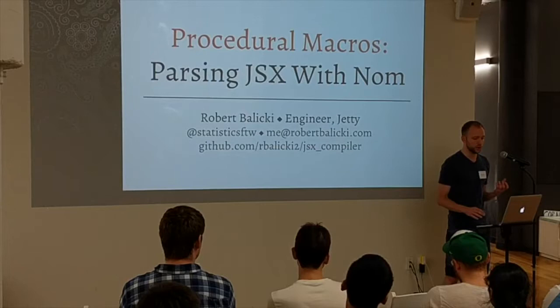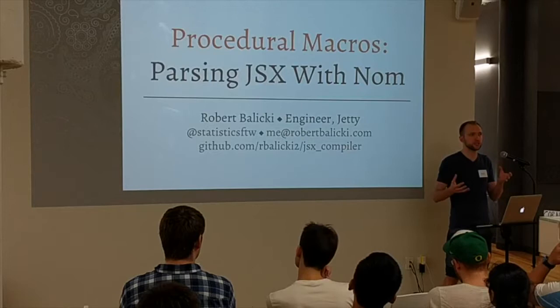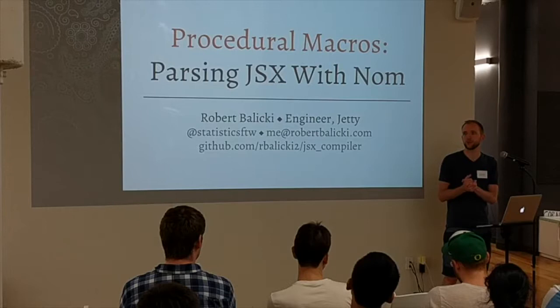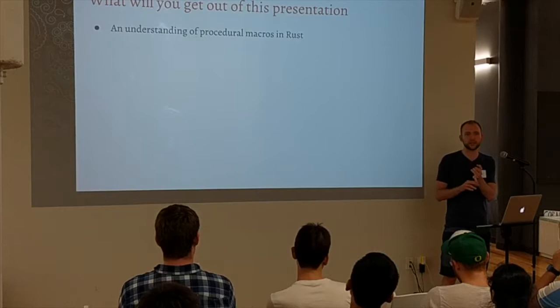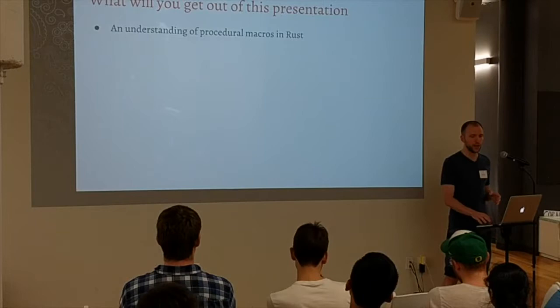So as a sort of big picture overview, what we're going to be doing is taking something that isn't valid Rust and turning it into valid Rust. The thing that I want you to get out of this presentation is an understanding of procedural macros, everything from what it takes to write them, how to do that on a very technical level, to what they can do, and to not be afraid of them.